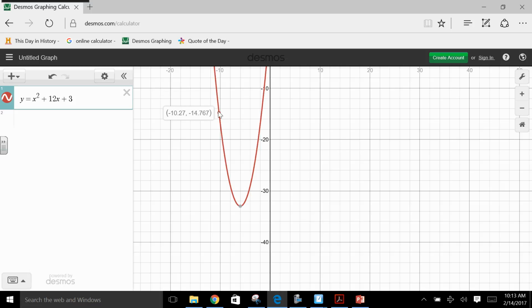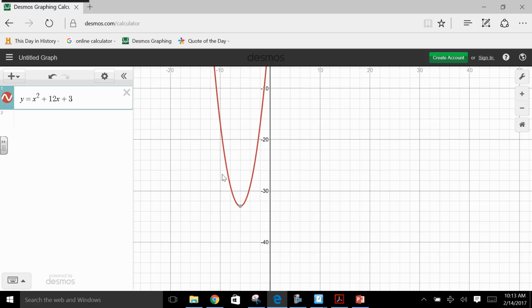In other words, any point I pick on the graph, like that one there, negative 9.42 and then negative 21.304. If I were to substitute this for x and that for y in here, it would result in a true statement. It would satisfy. And that goes for any point on this parabola.